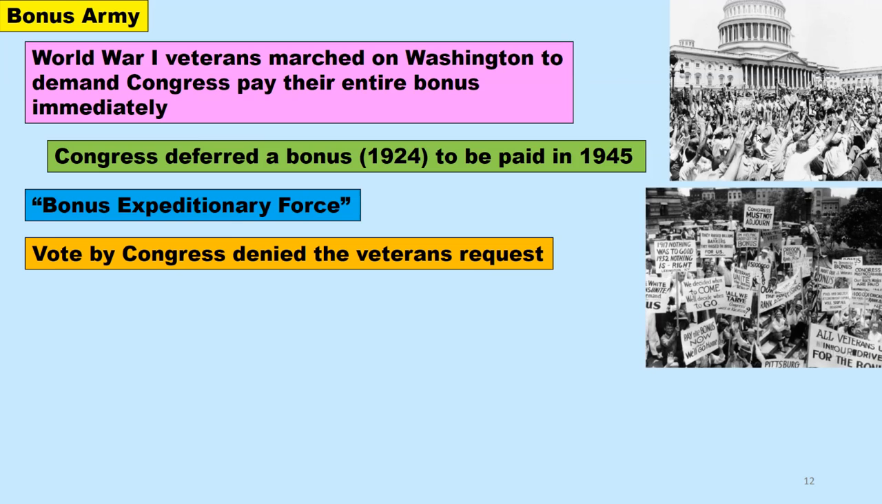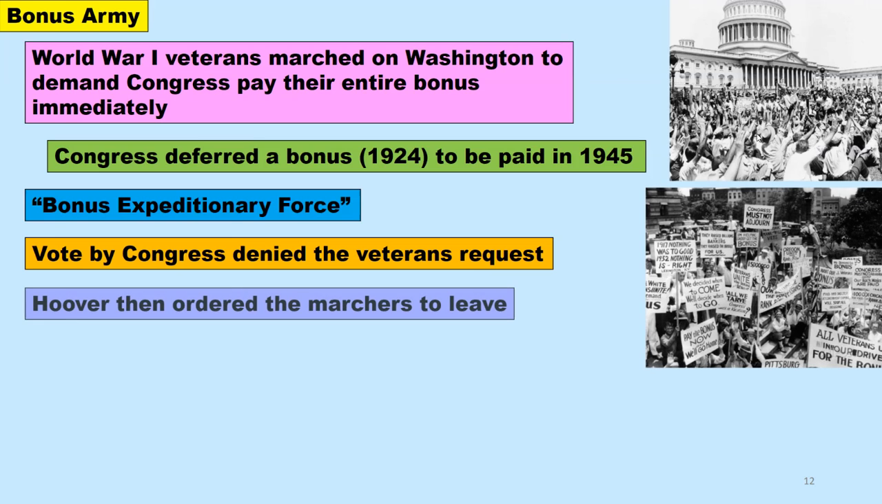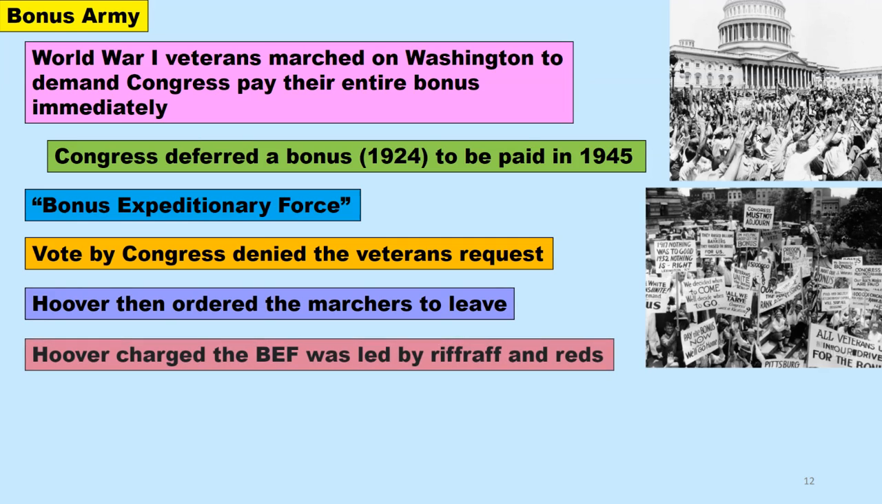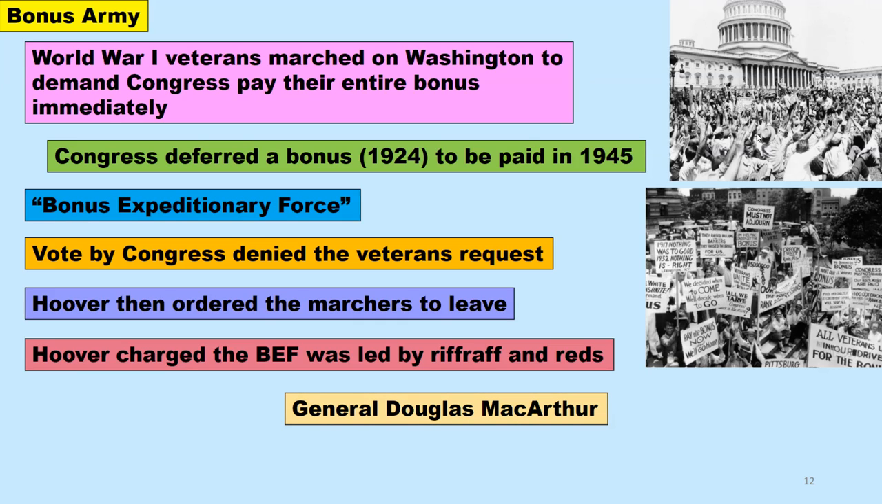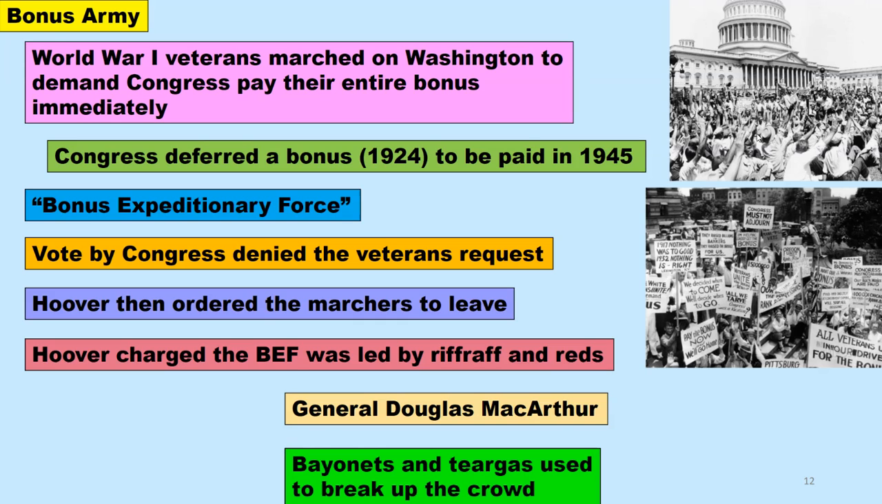Well, here's why. Okay, Hoover orders the marchers to leave Washington, D.C., but he goes further than that and he starts to call them names. He calls them riffraff, which is a negative, right? Saying that you're just up to no good. You're just riffraff, and Reds. So he's going to call these American war hero veterans from World War I communists. Okay, and then he's going to order General Douglas MacArthur, which we'll talk about a lot more in World War II, to push them out.